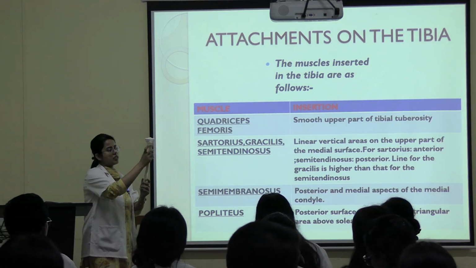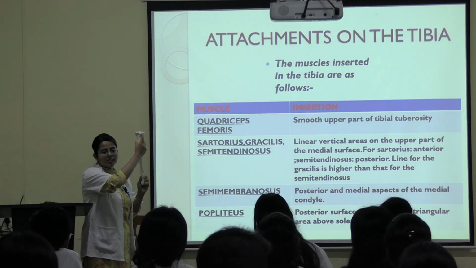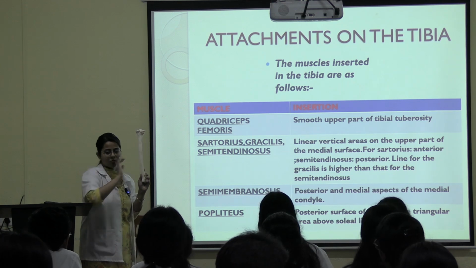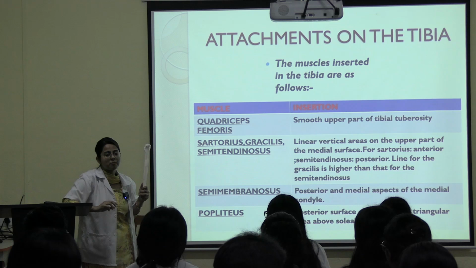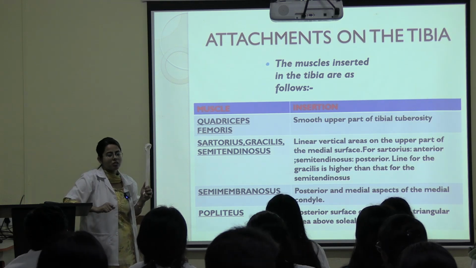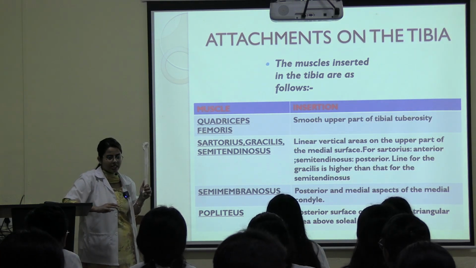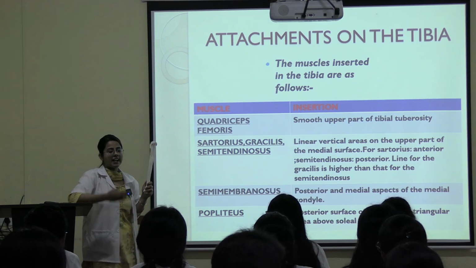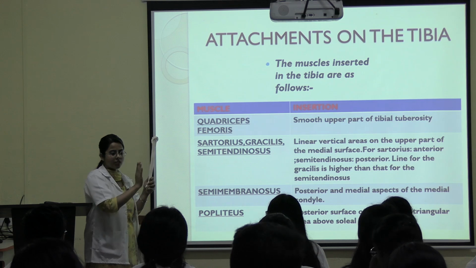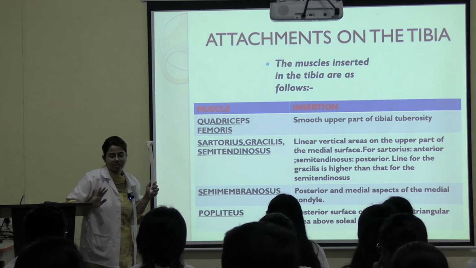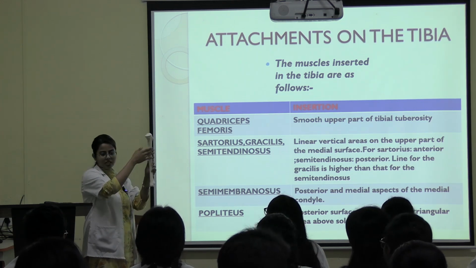Next is this groove behind the medial condyle. This is for semimembranosus. Clear? Next is those three muscles in the medial surface. What were those? Sartorius, gracilis and semitendinosus. Anteriorly sartorius, posteriorly semitendinosus, between them gracilis. Okay, in the medial surface.